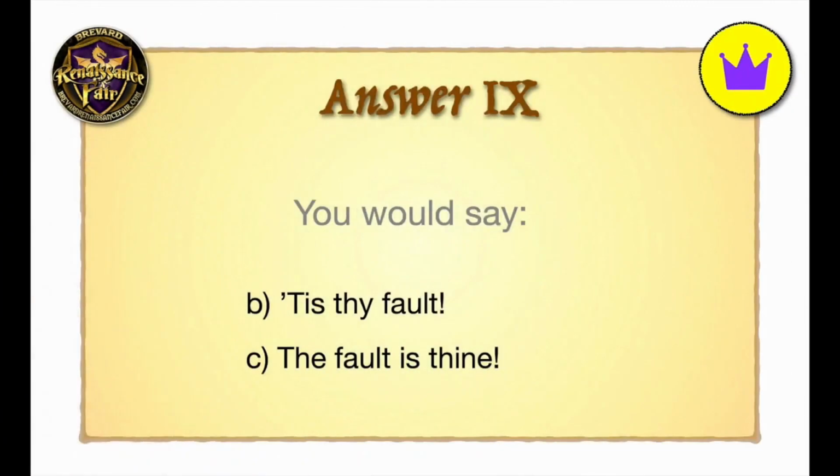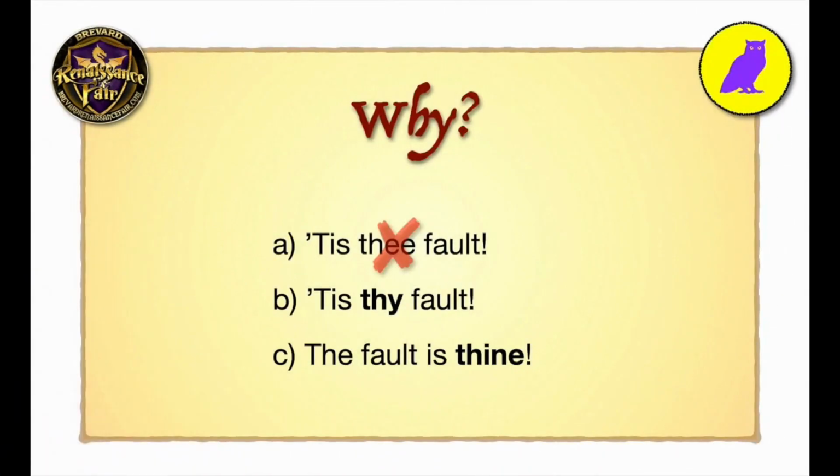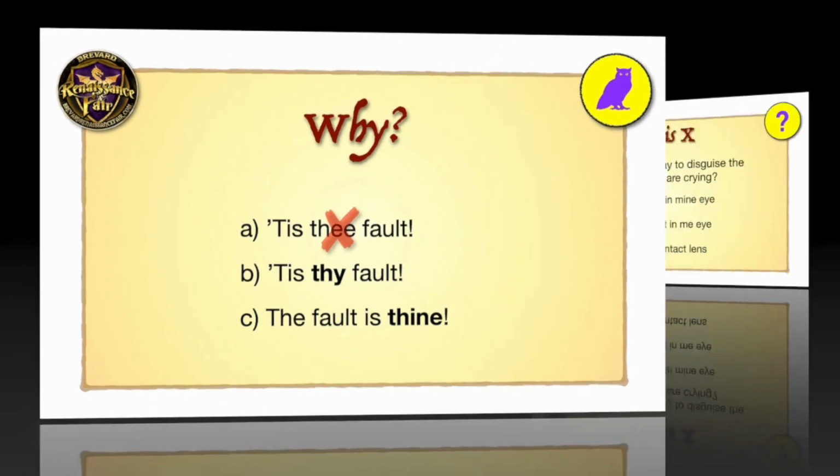You would say either B or C, 'tis thy fault, or the fault is thine. The first one is incorrect because thee means to you, basically, right? We're not going to say 'tis thee fault. Thy and thine are both possessive. So thy fault, your fault, or the fault is thine, the fault is yours. Either of those would be correct. But thee is not possessive, so it's not the right word to use before something that you're possessing, right?